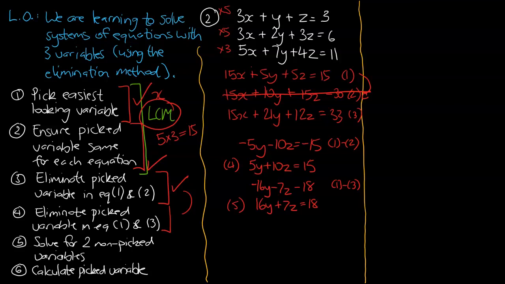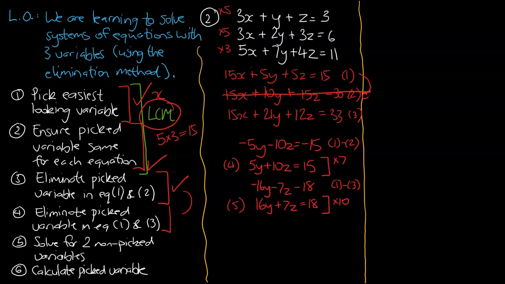So what I did was I thought, well, 7z and 10z, I've circled them both, I can get them to 70z pretty easily. So I'm going to make sure both of them are 70z. What that means is this equation here, I need to times it by 7. And this equation down here, I need to times it by 10. And that'll give me two equations, both of which have 70z involved.